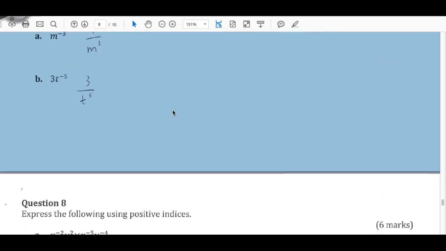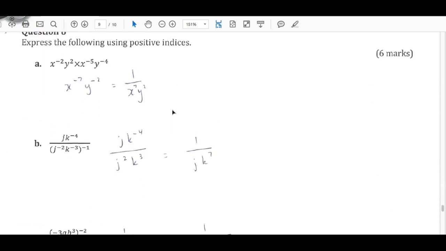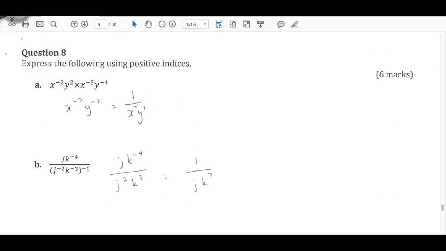Okay, I'm just keeping watch on my, I've got 5% battery, so let's see if I can finish quickly before my battery runs out. Okay, express the following as positive indices. So basically there's a multiply in here. We just don't show it. So everything is multiplied here. We add our powers. So -2 plus -5 gives you -7, and the 2 plus -4 gives you -2. So they both have to go on the bottom, so it's 1 over.